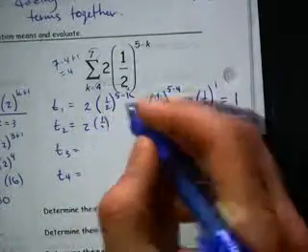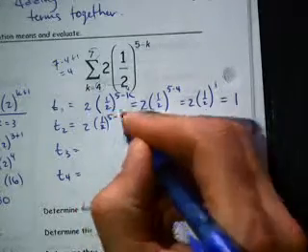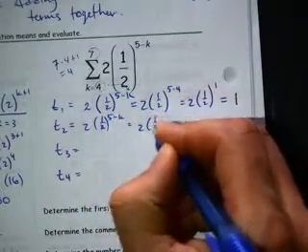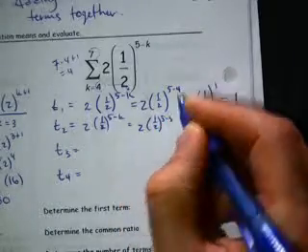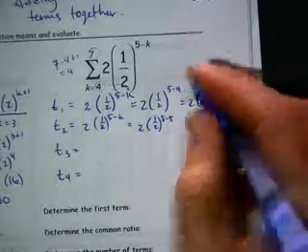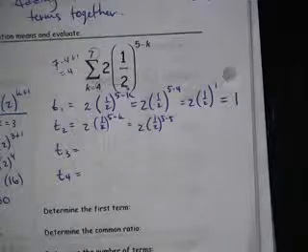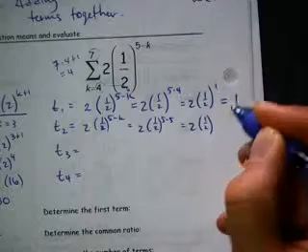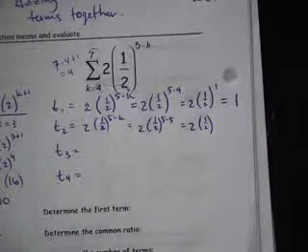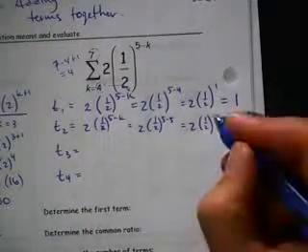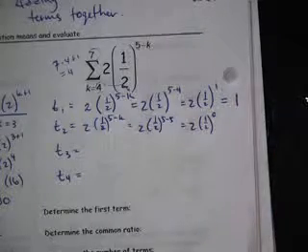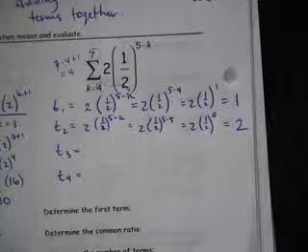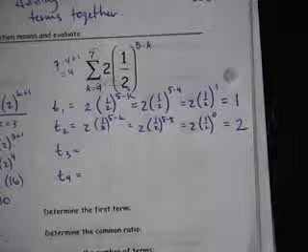2 times a half to the 5 minus k. 2 times a half to the 5 minus 5. That's weird. 5 minus 5. Sorry? What's 5 minus 5? Half to the power of 0. 1 times 2. Good. Yeah, good job. Don't freak out. Anything to the power of 0 is 1.